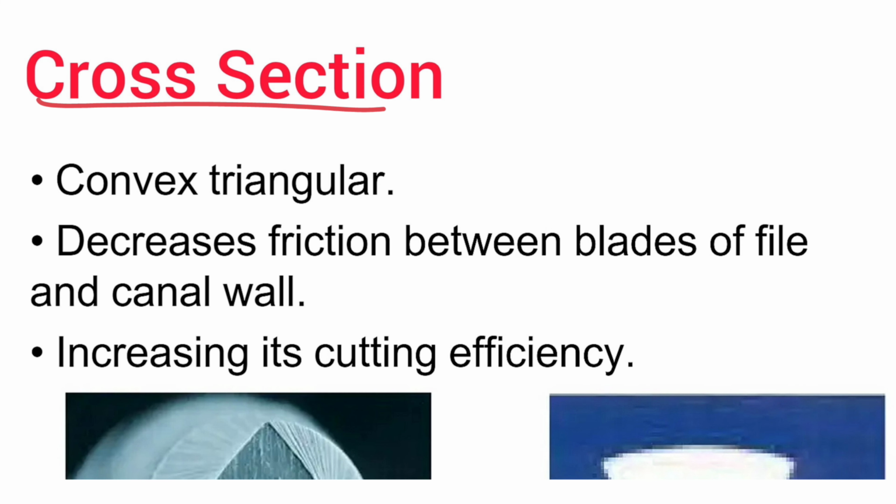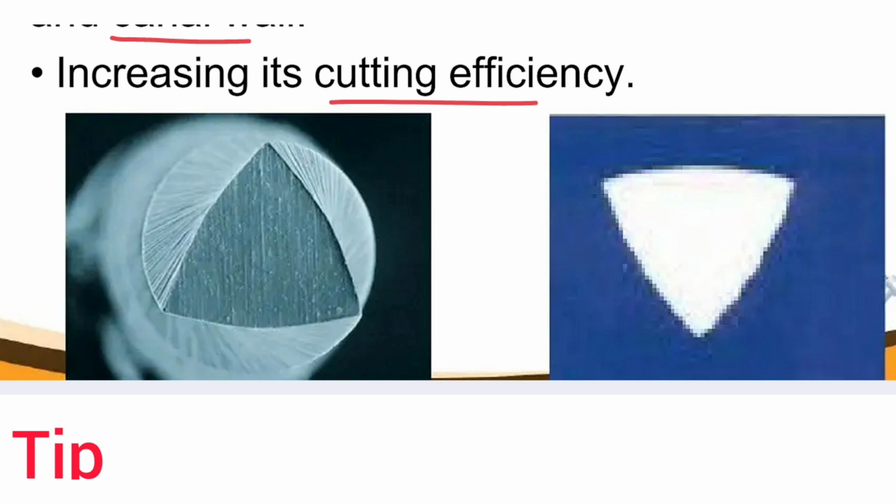Now let us see the cross section. The cross section of the file is convex triangular in shape. It decreases friction between the blades of the file and the canal wall, increasing its cutting efficiency. As you can see, the cross section is triangular in shape.